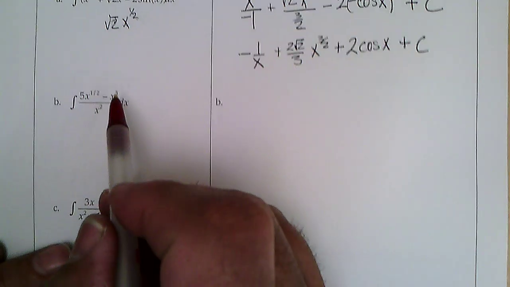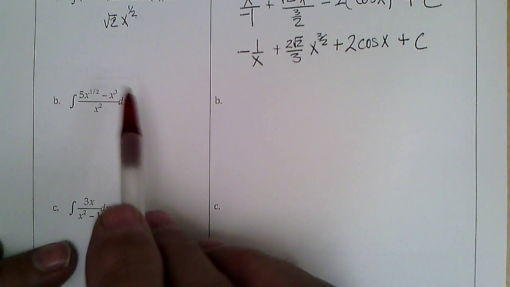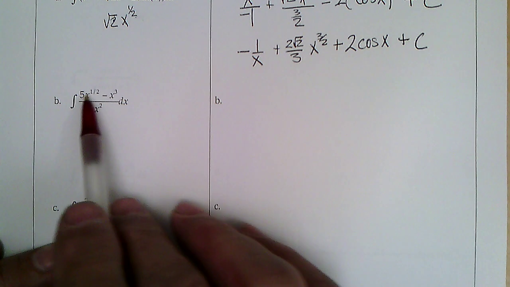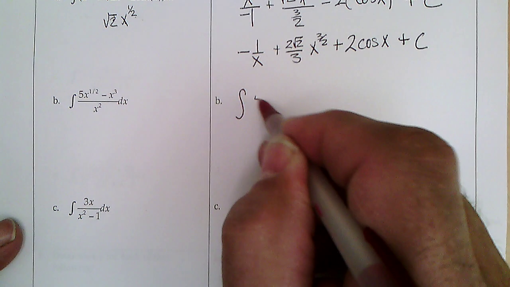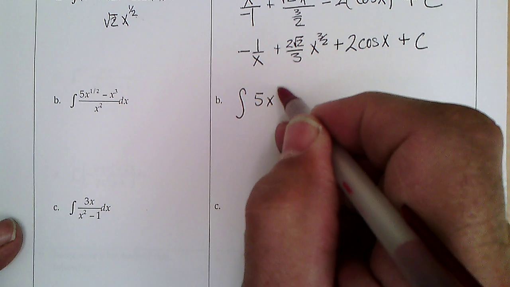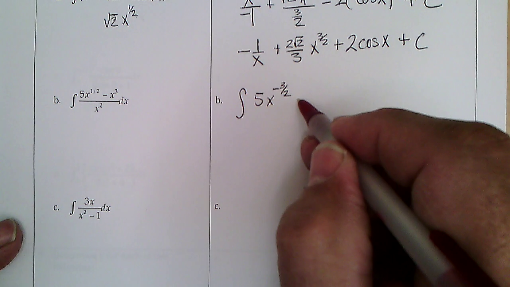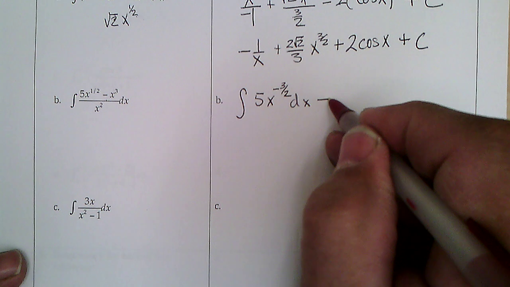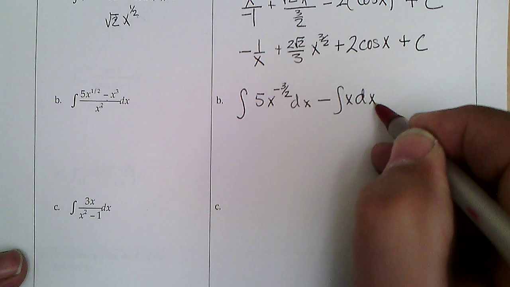This one. Well, we can't do each part separately because this is division. But the subtraction is in the numerator, so I can divide both parts by x to the 3rd. So this would become the integral of 5, subtracting 2 from 1/2 is x to the minus 3 halves dx, and then we'd have minus, and 2 from 3 is 1, integral of x dx.